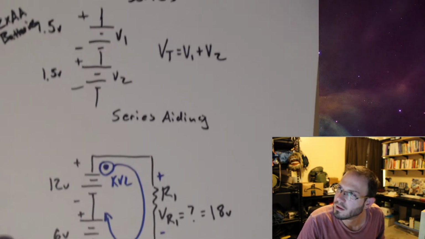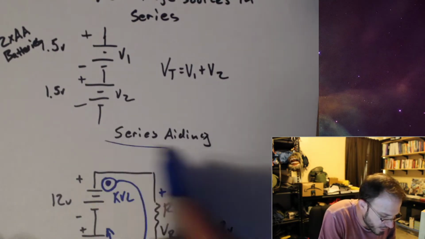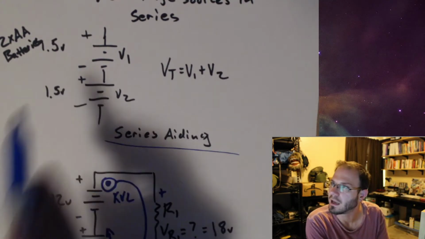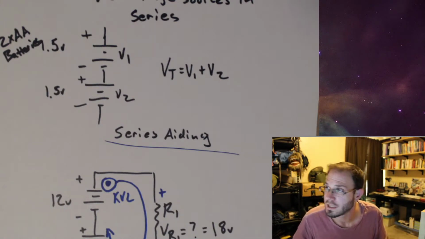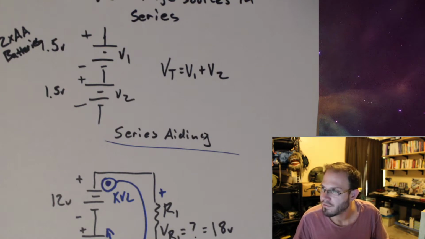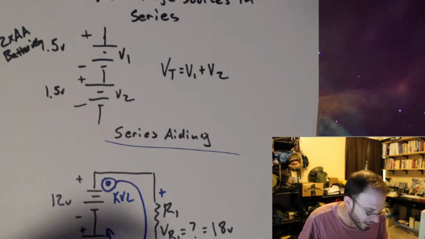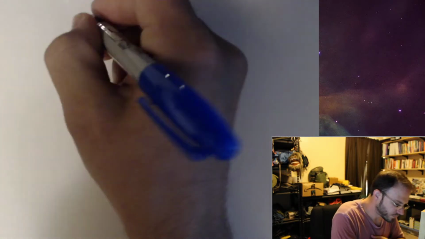So this is a good example of series aiding, and it is commonly done all the time in order to get a larger voltage than what your voltage sources have. If I needed, say, 9 volts in my circuit, let's say I needed 9 volts for some device that I'm making, and all I have is AA batteries.